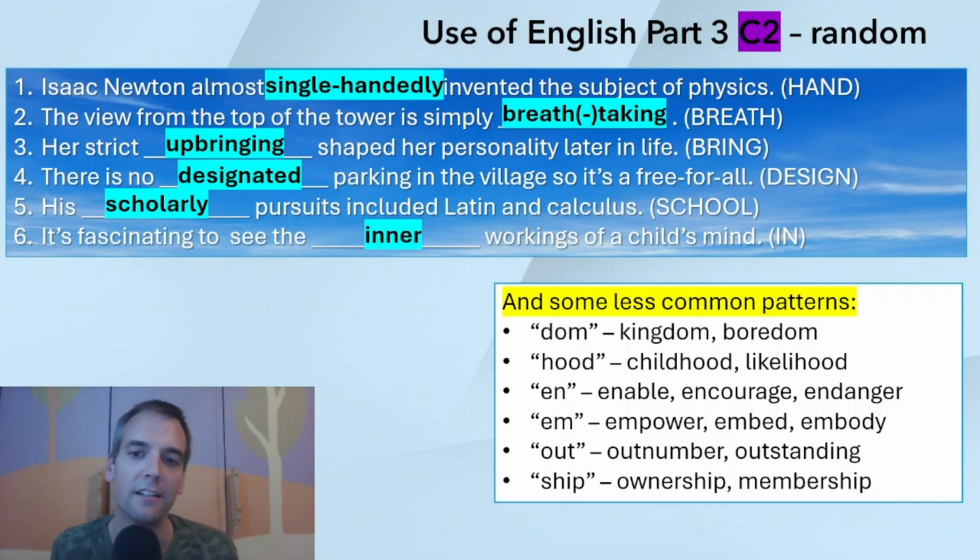And the inner workings of a child's mind means the interior, but you can't say interior because the expression is inner workings. There are some patterns that you see on the C2 exam for Use of English Part 3, such as words that end in -dom, kingdom, boredom, -hood, enable, empower, embed, imprison, I just saw today when I was doing another C2 thing. Outnumber, ownership, membership. You can see they're all a little bit more irregular than the ones you see. Less simple Latin words like we might get, produce, product, production at B2 and even C1. Now we're getting slightly more esoteric words.